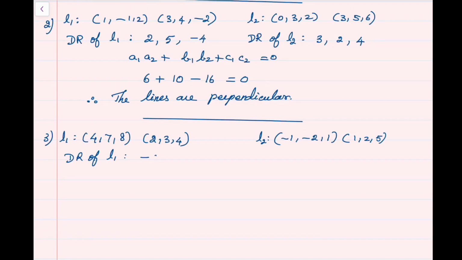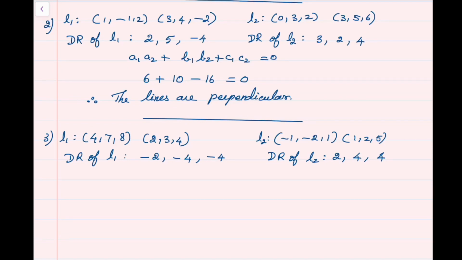2 minus 4 is minus 2. 3 minus 7, minus 4. 4 minus 8 is minus 4. Direction ratios of L2. We will do second point minus first point. 1 minus of minus 1, plus 2. 2 minus of minus 2, plus 4. 5 minus 1 is 4.